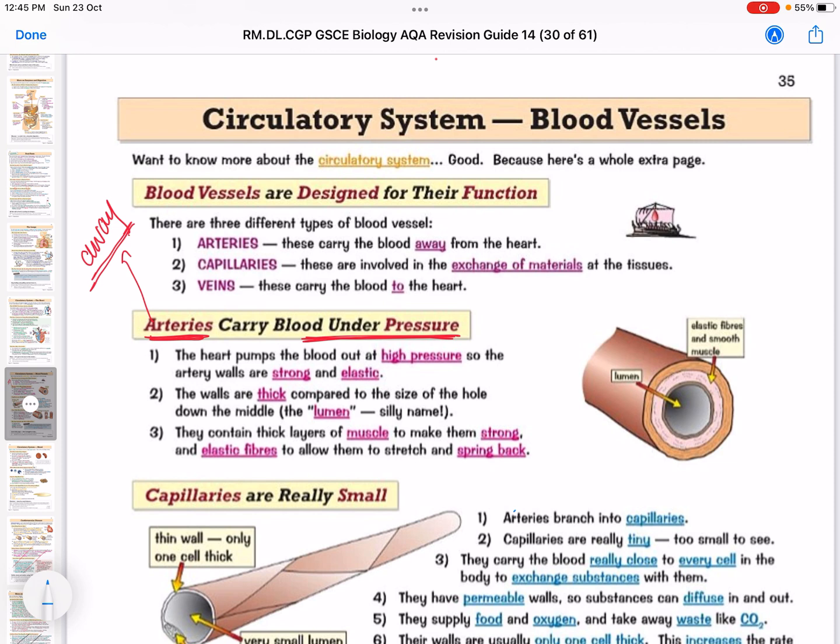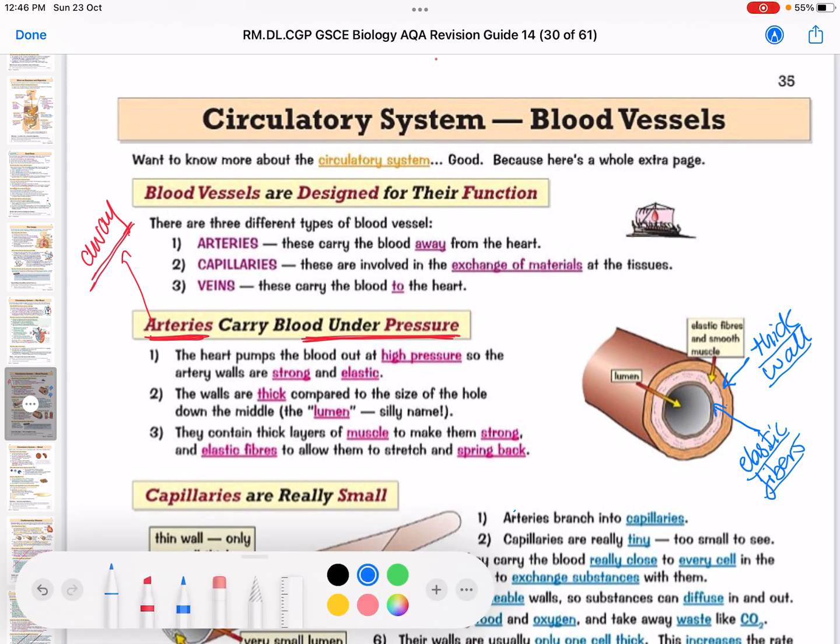If you look here in the wall of the artery itself, you will find that it's a very thick wall, okay? And there's also a big layer of elastic fibers. This complies with the function, which is transporting the blood under too much pressure. So the thick wall is to withstand the high blood pressure. The elastic fiber is to allow the artery to stretch and recoil back every time the heart pumps.